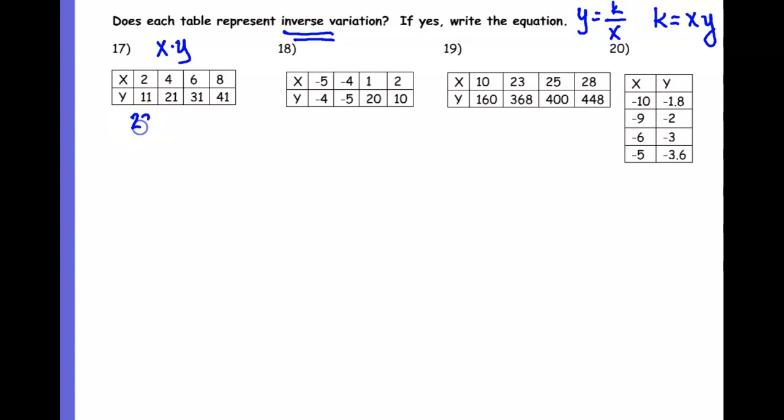X times y is 22, and then we get an 84. So we don't have to go any further. We can say, no, it's not going to represent an inverse.